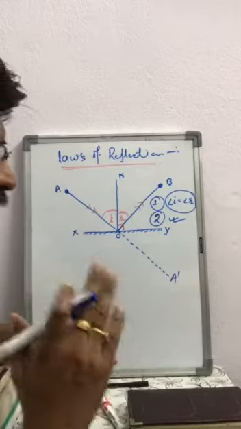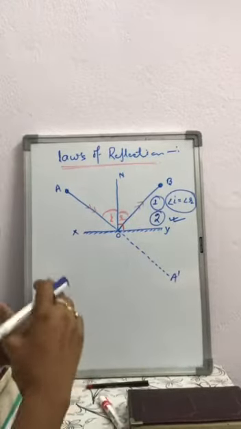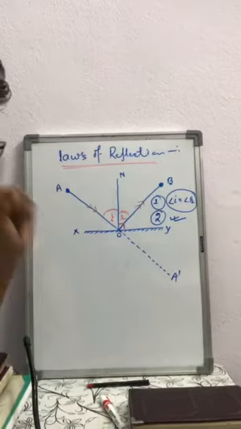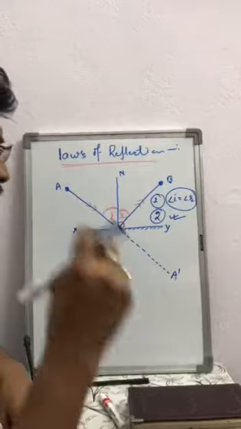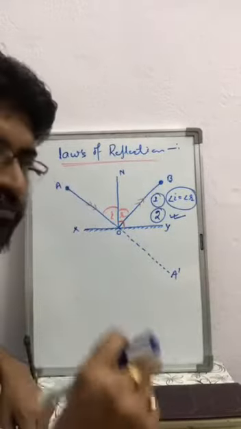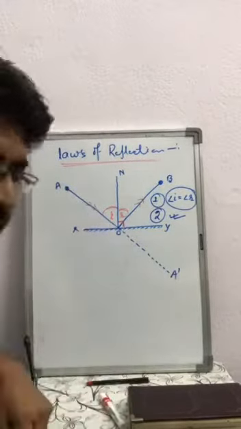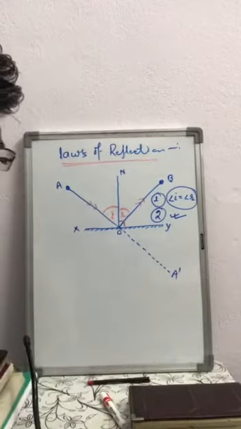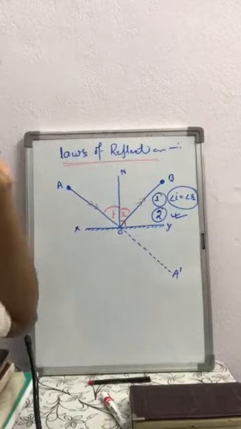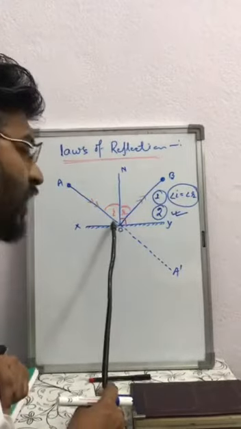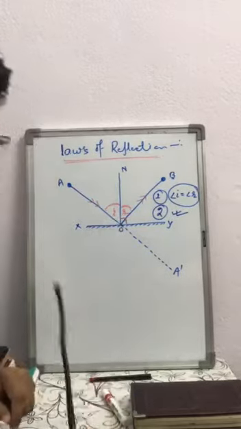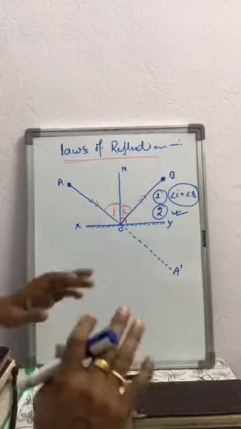According to the second law of reflection, the incident ray, normal and reflected ray lie in the same plane. Or we can also say that the incident ray, reflected ray and normal have a single common point. Clear? That's the part, that is the reflection.